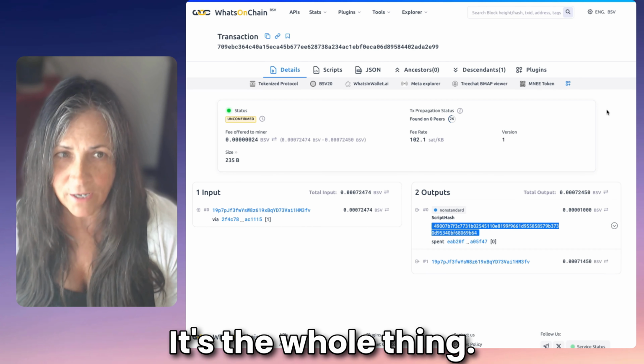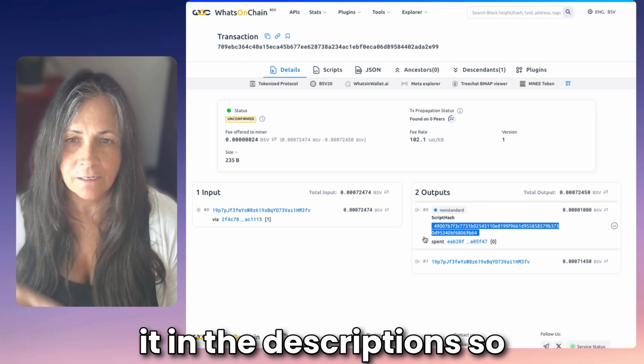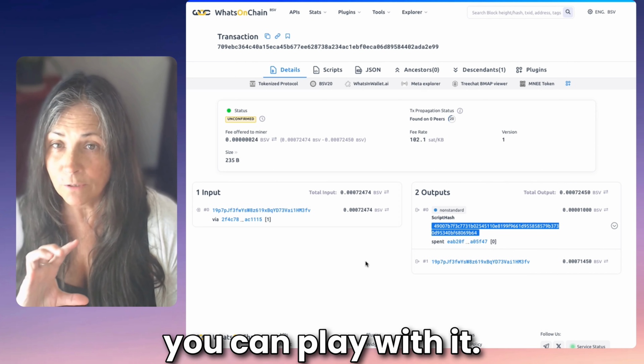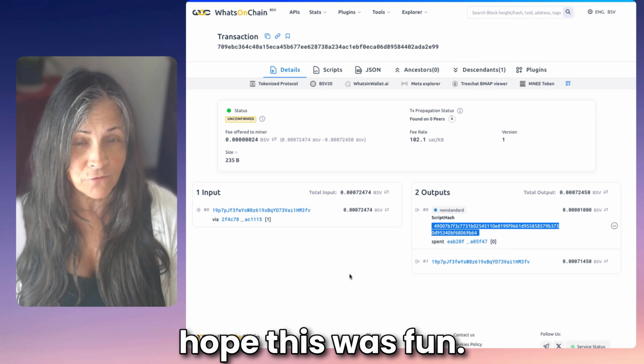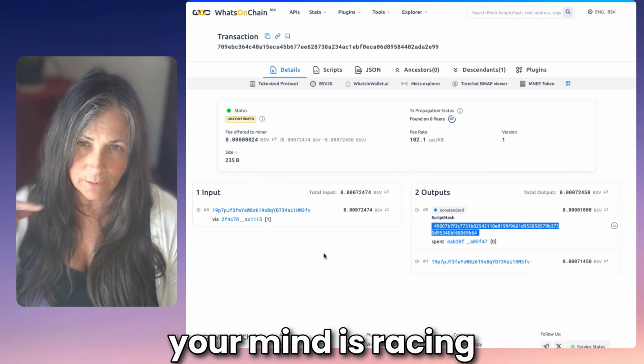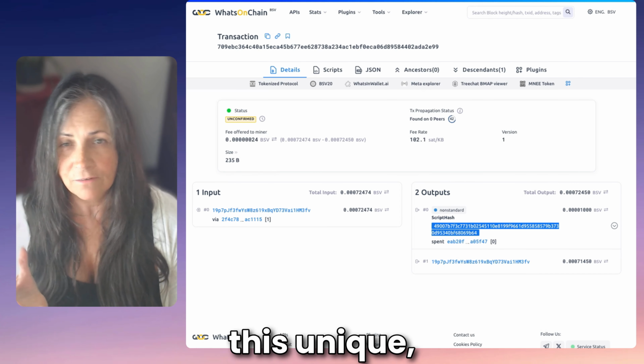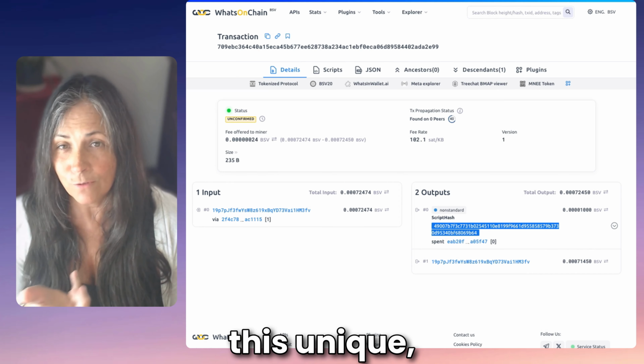It's the whole thing. I am going to put the code up on GitHub, and I'll link it in the description so you can play with it. I hope this was fun, and perhaps you can see your mind is racing on all the possibilities that you could use this unique script for.